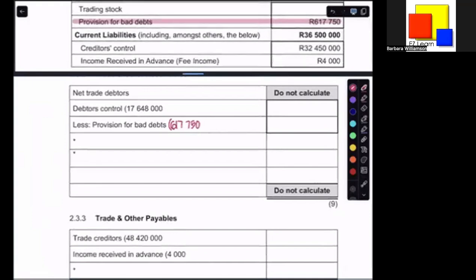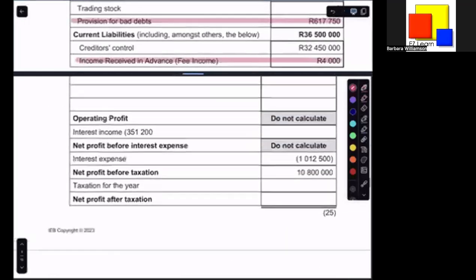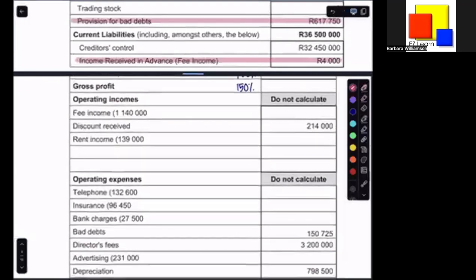And then income received in advance for fee income will adjust my fee income, which I'm putting in the statement of income. And so I'll go to the statement of income. I will see if there's any fee income there already. You can see there is an amount entered.